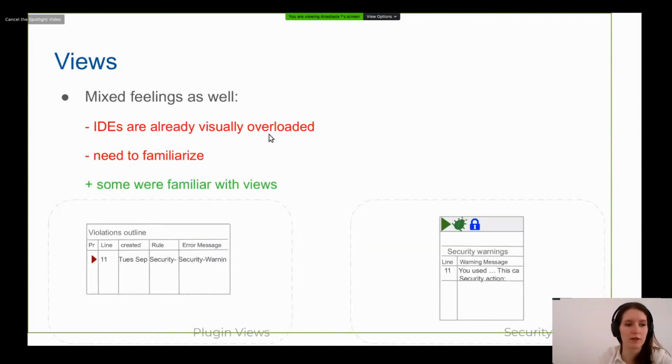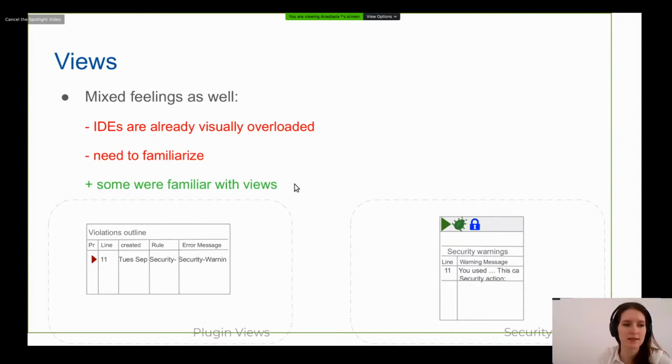For the warning and security views, most IDEs already allow plugins to add sub-windows to the IDE, and they have the option to switch to dedicated views with a set of windows for a specific purpose, such as debugging or security testing. However, a number of participants found that the user interface of IDEs is already overloaded. Also, some participants stated that they needed to familiarize themselves before working with plugins. Others, however, were already familiar with views and therefore favored them.